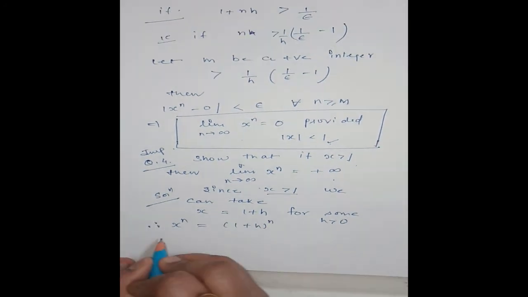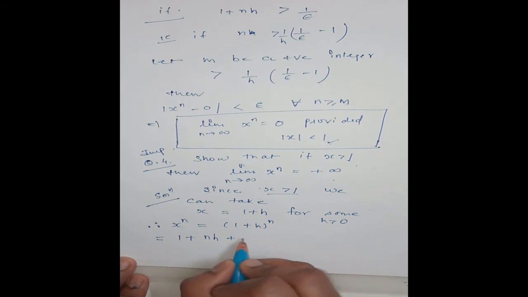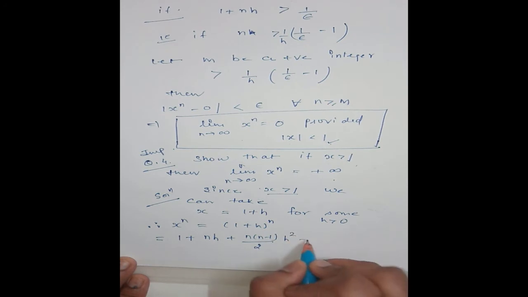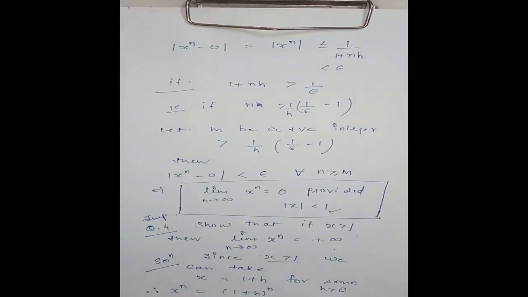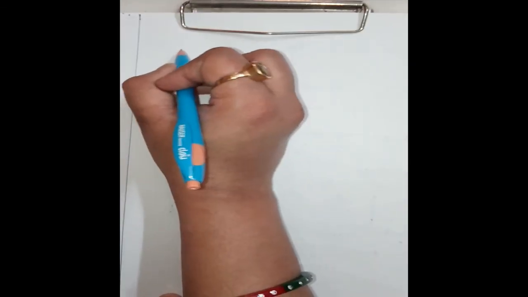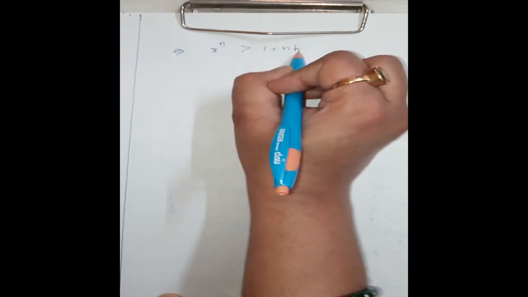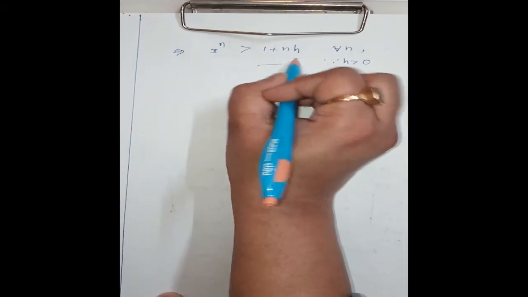Okay, now again using the binomial theorem, this is 1 plus nC1, that is n, h, plus nC2, that is n into (n minus 1) by 2, h squared, up to h^n. Okay, clear? Now this implies x to the power n is greater than 1 plus nh for all n since h is positive. I can write it like this, mark this as 1.